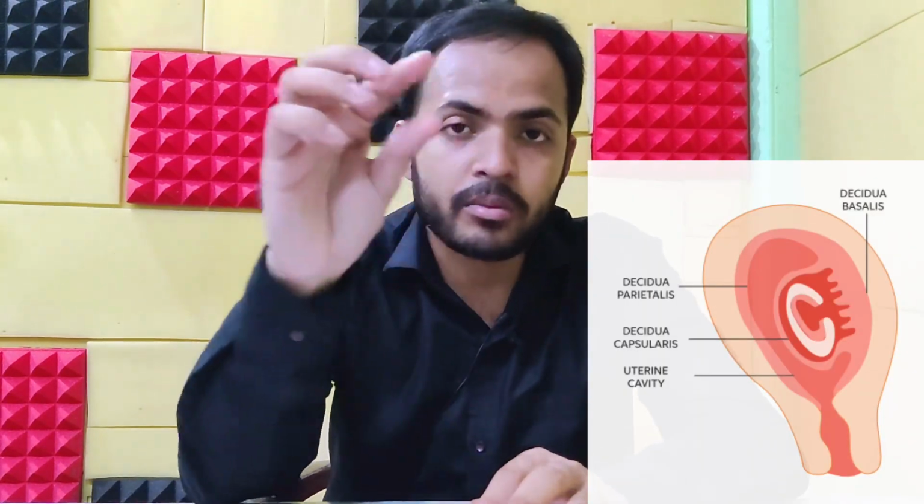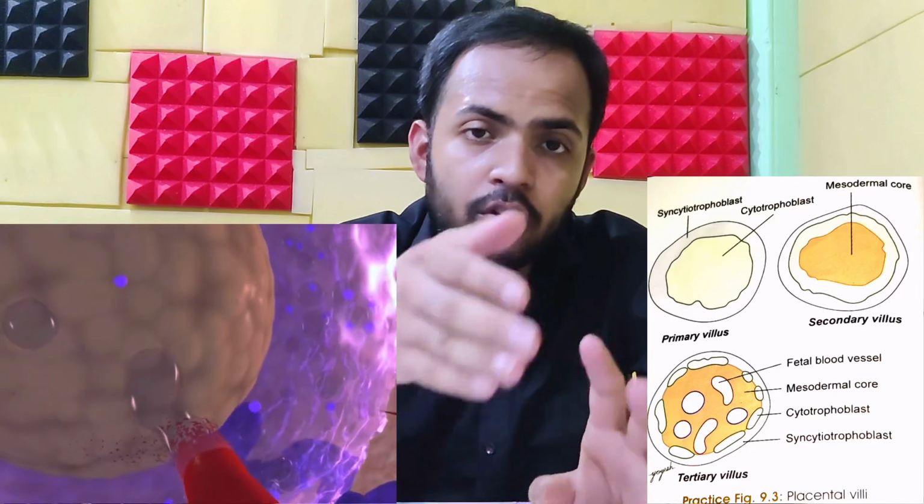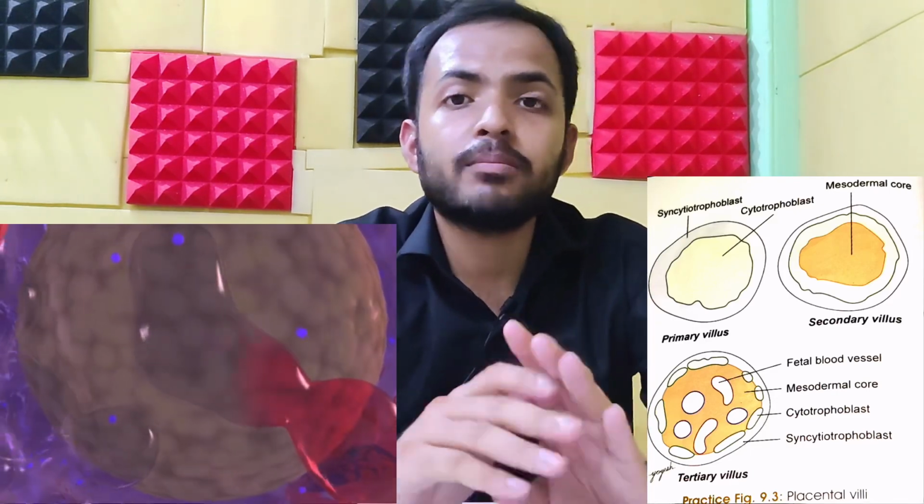After invasion of the blastocyst, I mean the trophoblast, the maternal decidua divides into three parts. First of all, decidua capsularis, then decidua parietalis, and then decidua basalis. Now, the lacunar phase and the trabeculae formation in the syncytiotrophoblast ultimately lead to formation of the uteroplacental circulation. And the trabeculae of the syncytiotrophoblast ultimately are invaded by the cytotrophoblast to form the primary villi.